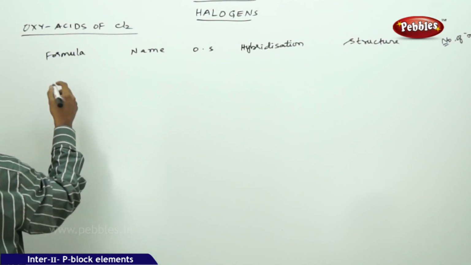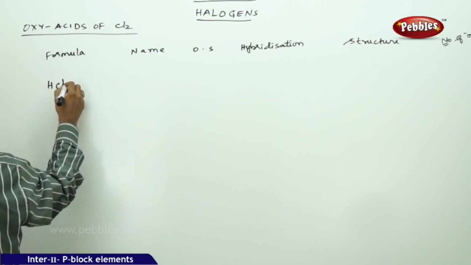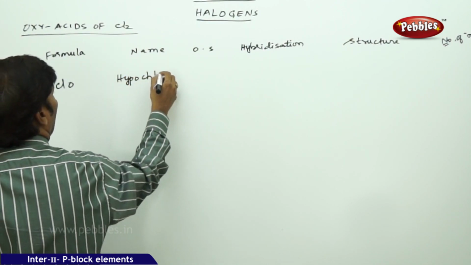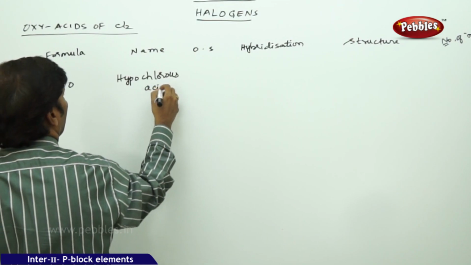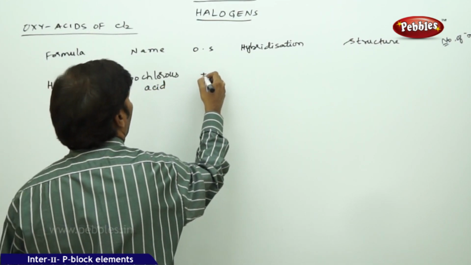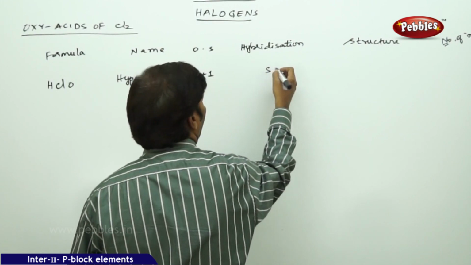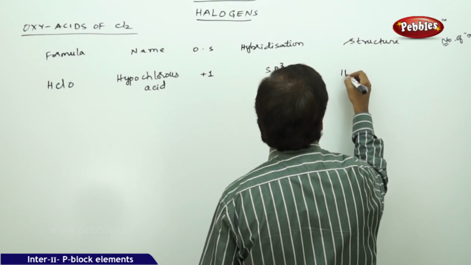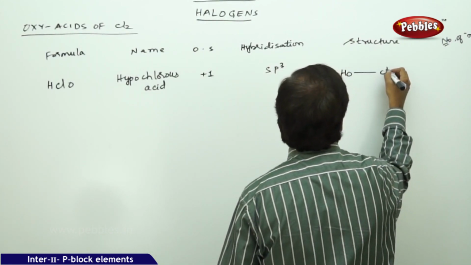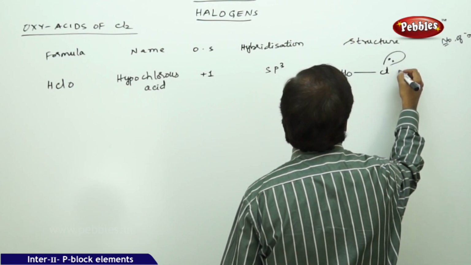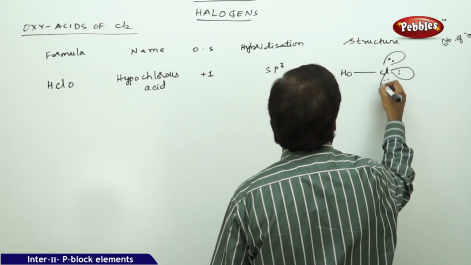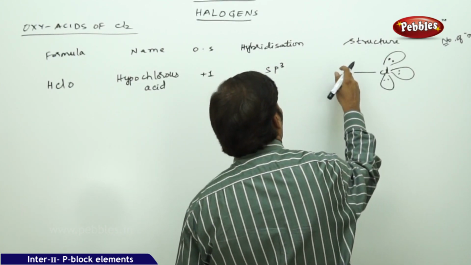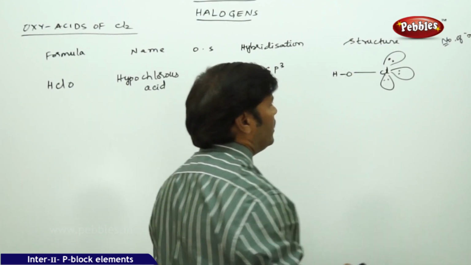So the formula, if you take, is HClO, and the name is hypochlorous acid. The oxidation state is +1, and the hybridization is sp3. Then the structure: you can take the structure as chlorine with 3 lone pairs, and between oxygen and hydrogen there is also one sigma bond.